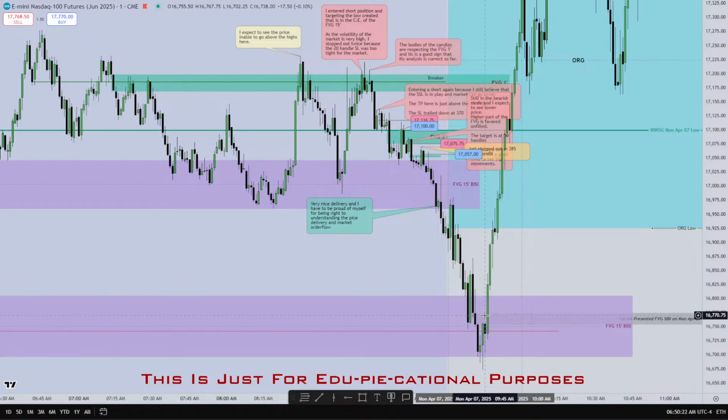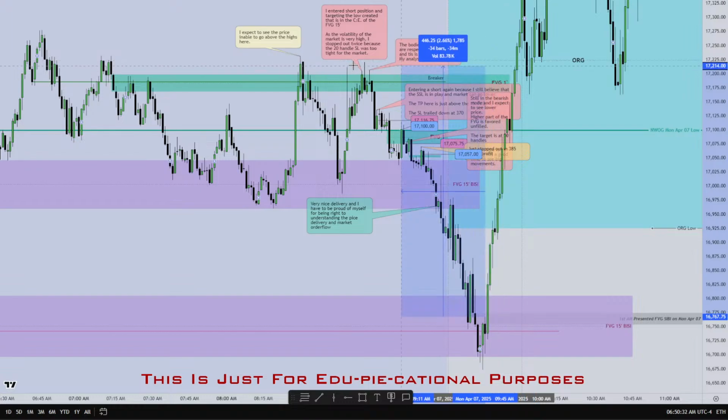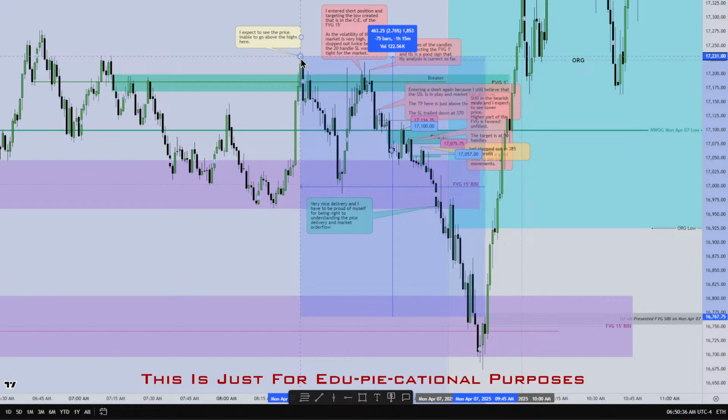Let's consider from this first fair value gap until reaching the buy side liquidity here. This is a 463.25 run without returning back.